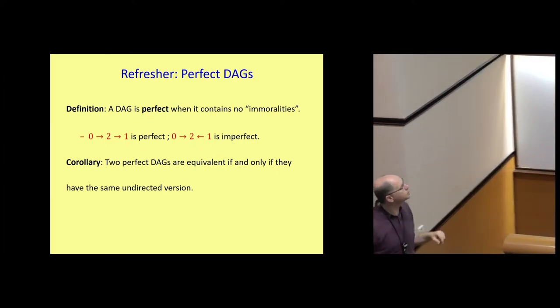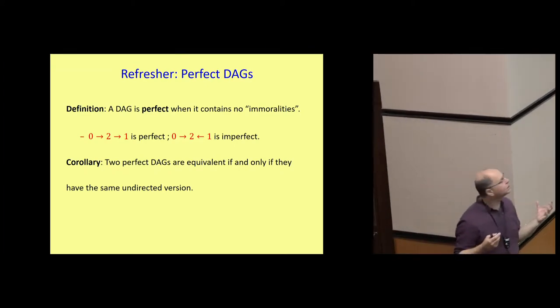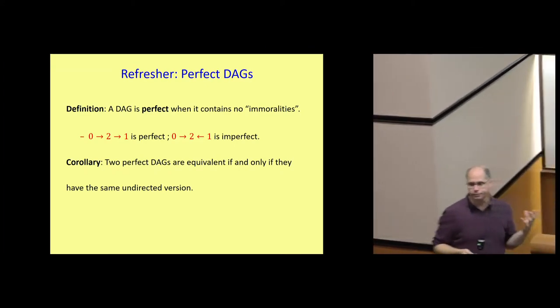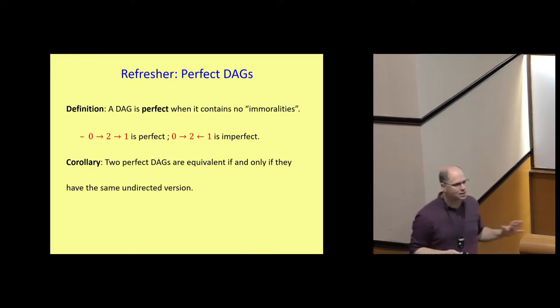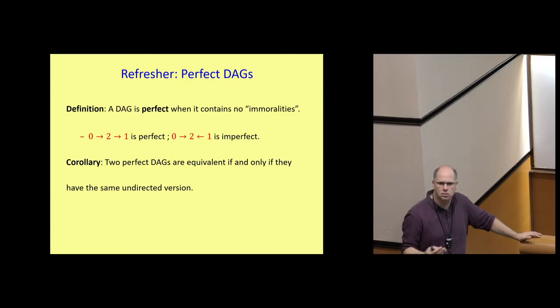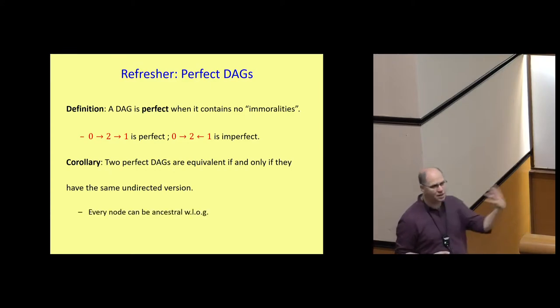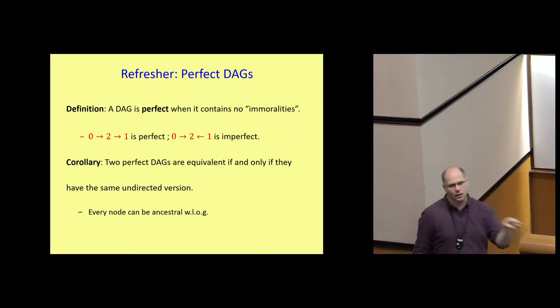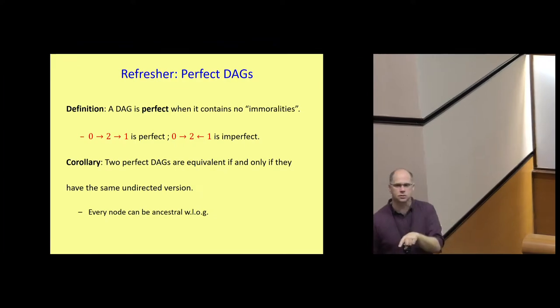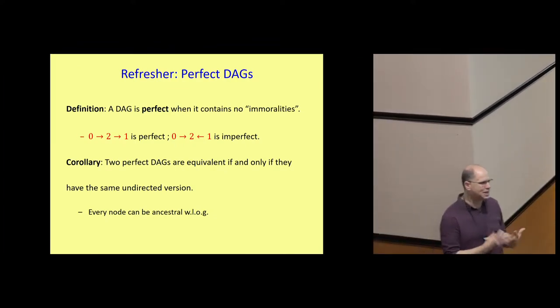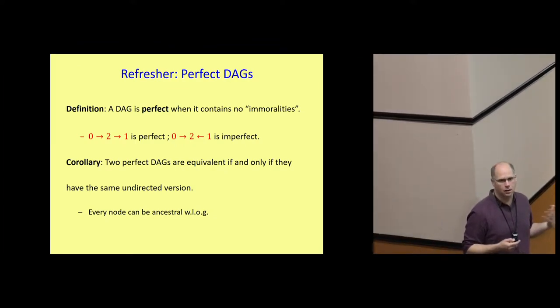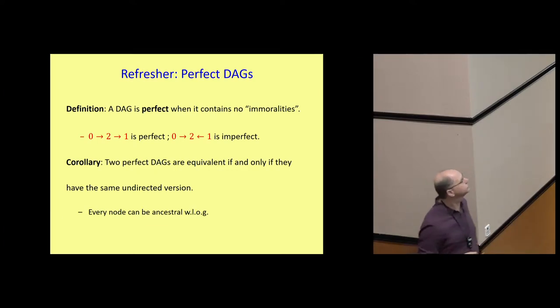Corollary of the Verma-Pearl characterization result, two perfect DAGs are equivalent if and only if they have the same undirected version. So in perfect DAGs, directionality is actually not important. So you could ask, viewing perfect DAGs as causal models, where's the causality? The direction doesn't matter. Give me a node in the DAG, I can find an equivalent DAG where that node is ancestral. So that means that the causality aspect of a perfect DAG is really muted. So it's not really very important.